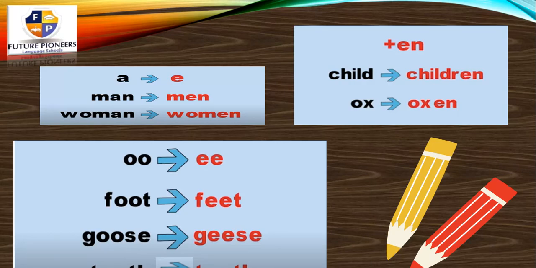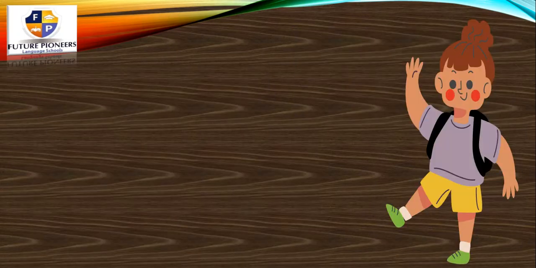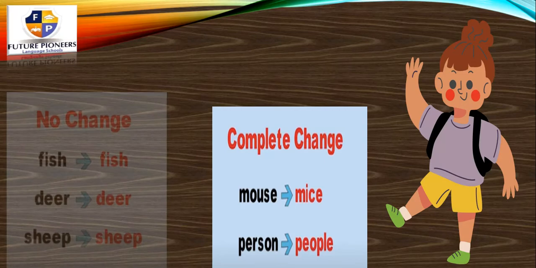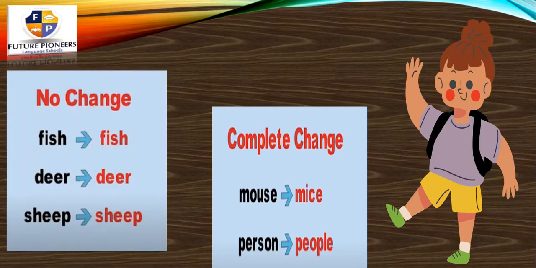Some words we are going to add en, like child, children, ox, oxen. Some nouns completely change, as mouse, mice, person, people. Or some words are not going to change, like fish will stay the same, fish. Deer, same, deer. Sheep, sheep, same.